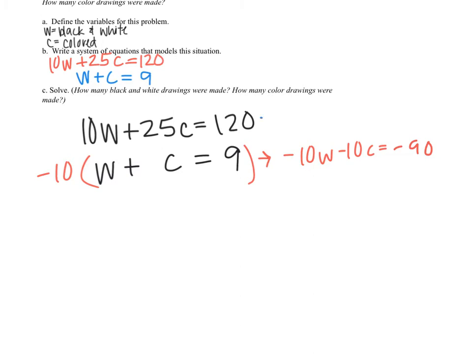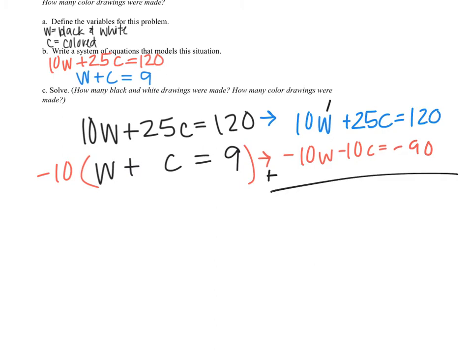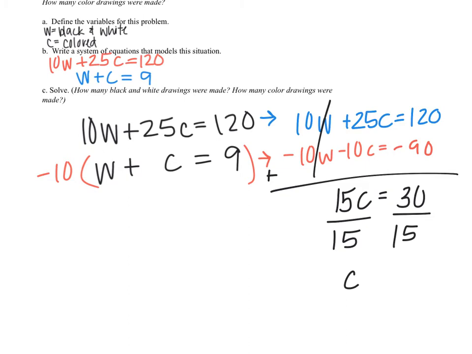Bring over my other equation so that I can add them. So that's 25C. Alright, so then I'll go ahead and add them. My W's will eliminate, leaving me with 15C equals 30. 120 minus 90 is 30. Divide both sides by 15 to get C by itself. So C equals 2. I'm going to go ahead and substitute 2 in for one of the original equations.